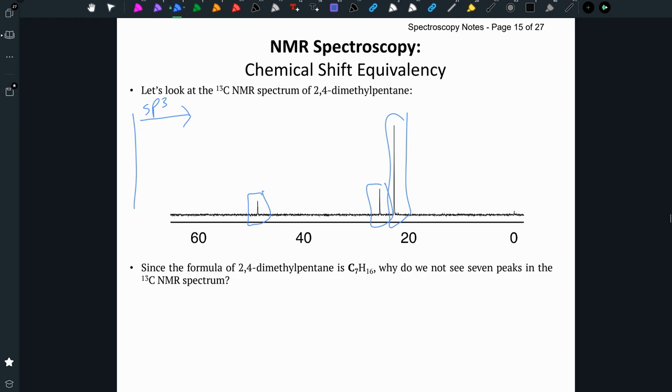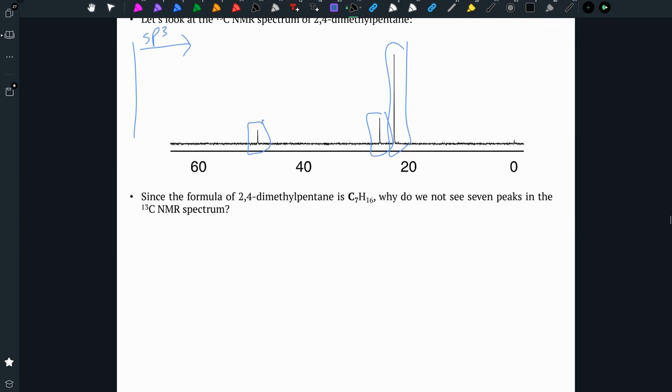So the question is, well, 2,4-dimethylpentane has 7 carbons. Why am I only seeing 3 peaks? Okay, well, 2,4-dimethylpentane, 1, 2, 3, 4, 5. 2,4-dimethyl. Why do I only see 3 peaks? Well, some carbons are equivalent to each other. So for instance, these 2 orange carbons are equivalent. And these 4 purple carbons are equivalent. And then I have 1 carbon in the middle.